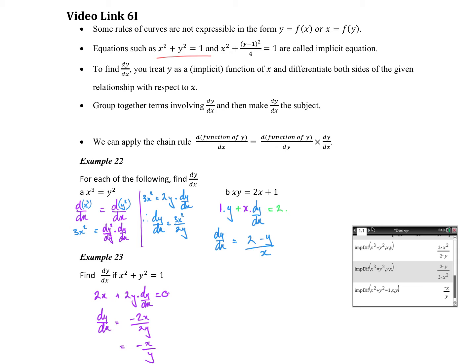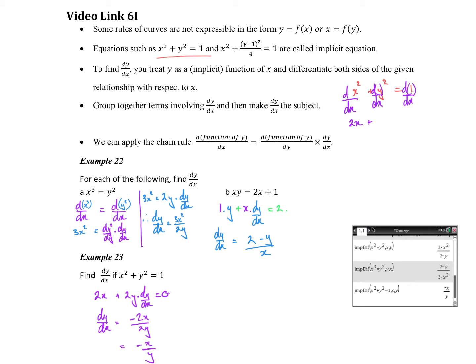So what my implicit differentiation process tells us to do is differentiate each term with respect to x, and then we still have equality, okay? So the derivative of x squared with respect to x is something we've always done. That's just 2x. Now, the derivative of y with respect to x is a chain rule.